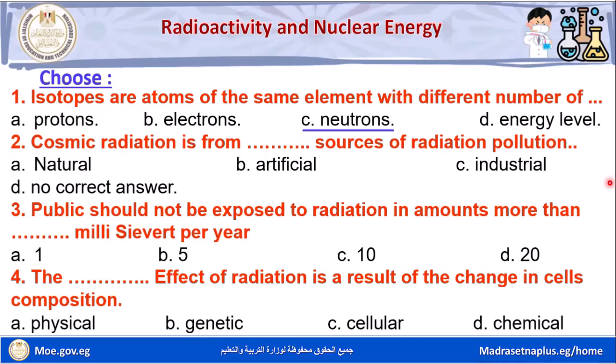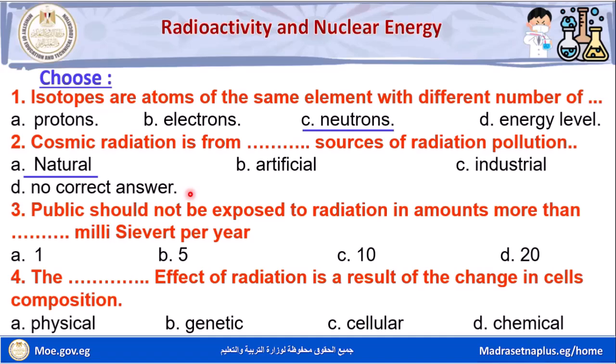Number two, cosmic radiation is from source of radiation pollution. Letter A, natural. Letter B, artificial. Letter C, industrial. Letter D, no correct answer. Cosmic radiation is from natural sources of radiation pollution.